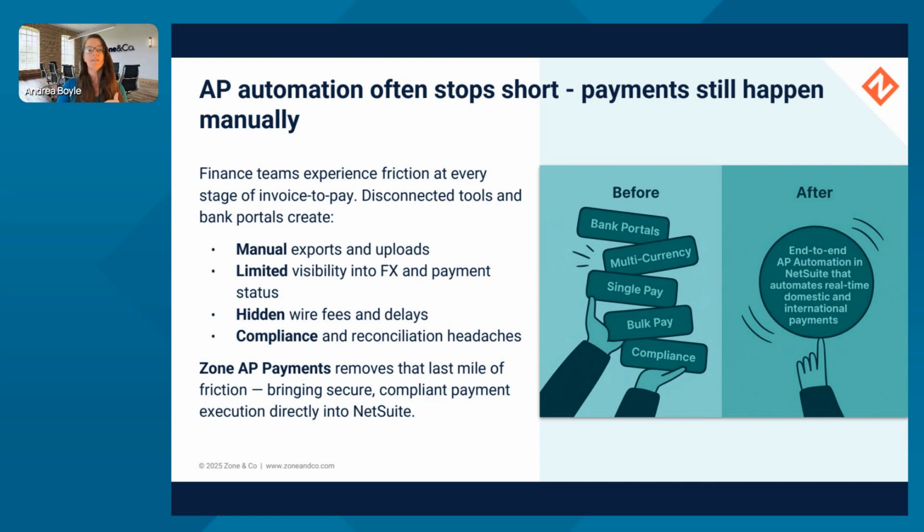When we look at some of the challenges that organizations face with AP automation, it can look really great on the surface until it's time to actually pay those vendors. Invoices get captured, approvals get routed, then everything lives neatly inside NetSuite, but then the payments force teams to step outside the system. And that's where the friction starts.